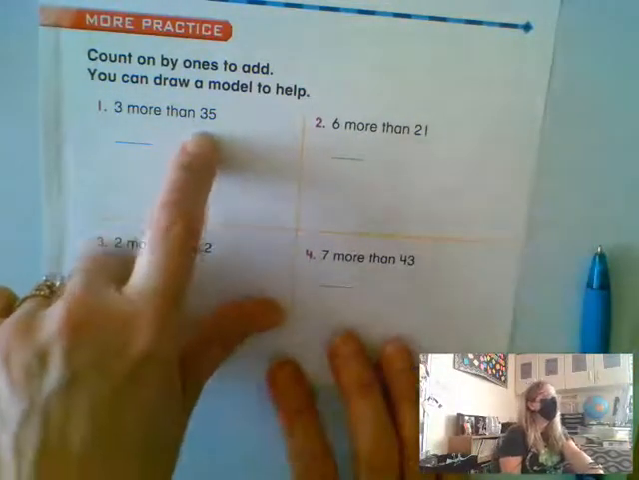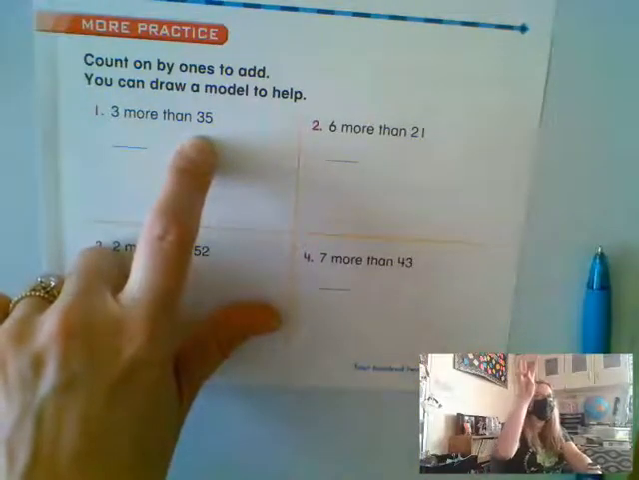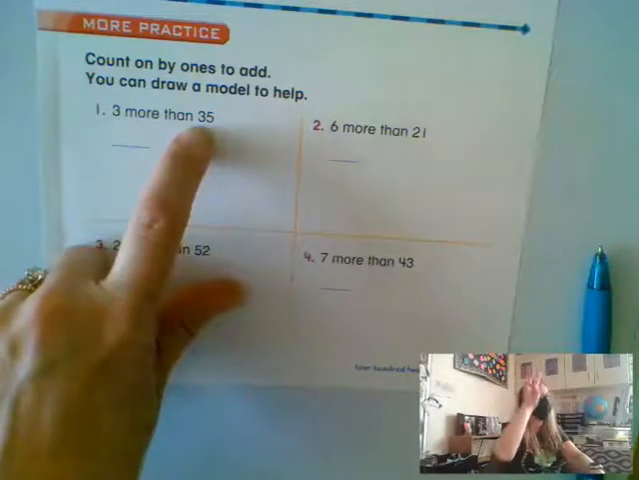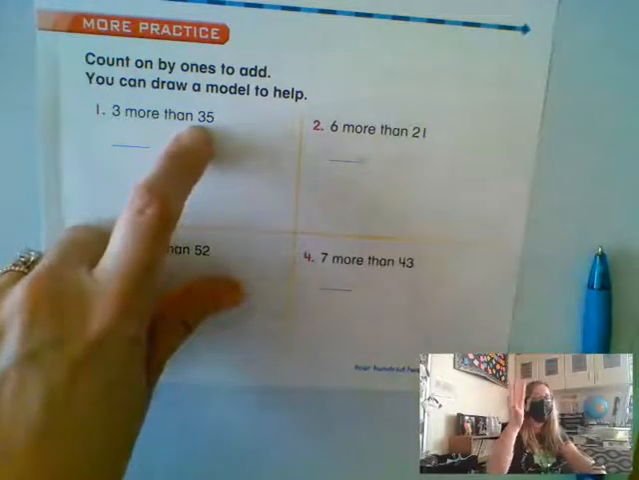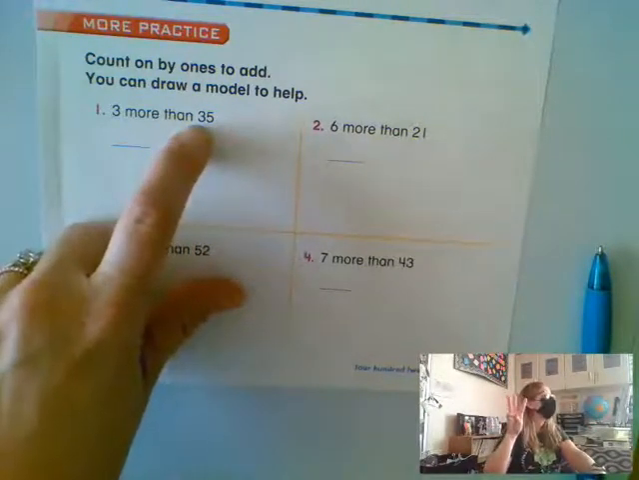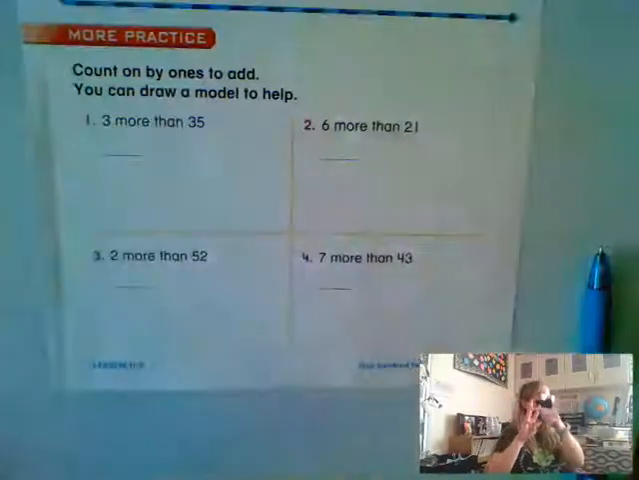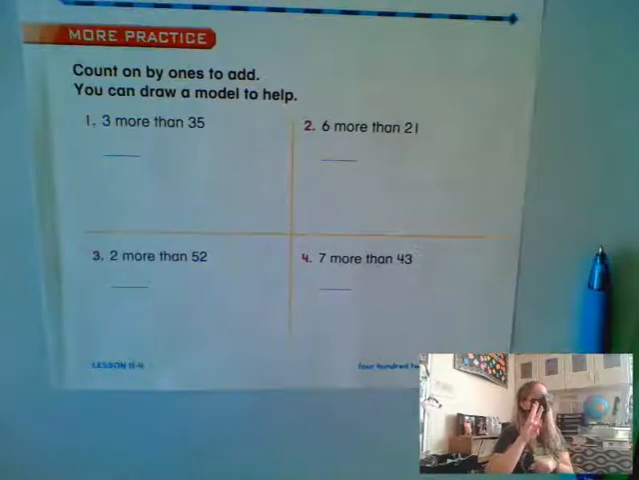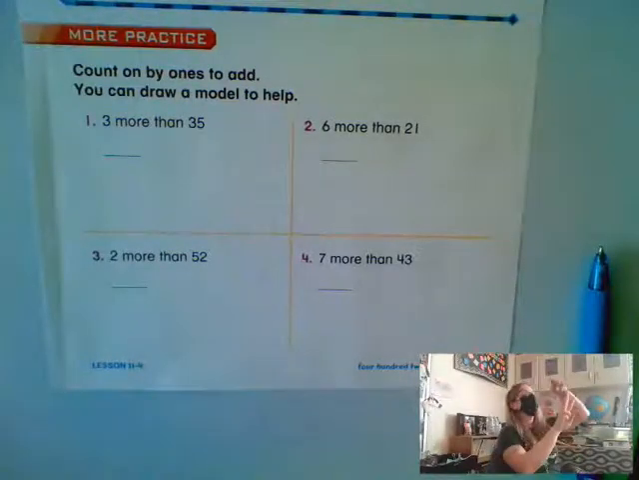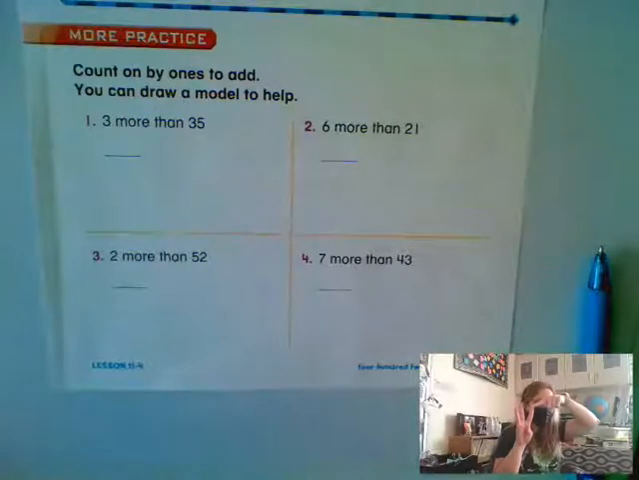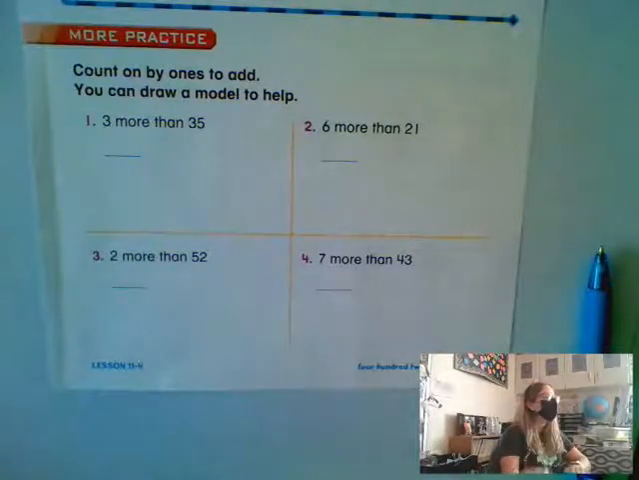So everybody look at me. Hold up 3 fingers. Say the number 35 and then count 1 number for each finger. So do it with me. Watch, Emma. Say the number 35. Then count 1 more number for each finger. Here we go. 35, 36, 37, 38. So 35 plus 3 more, everyone?